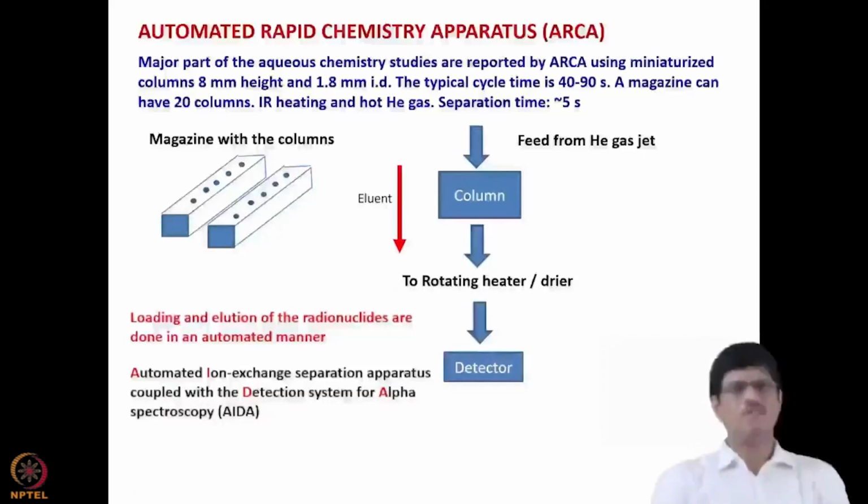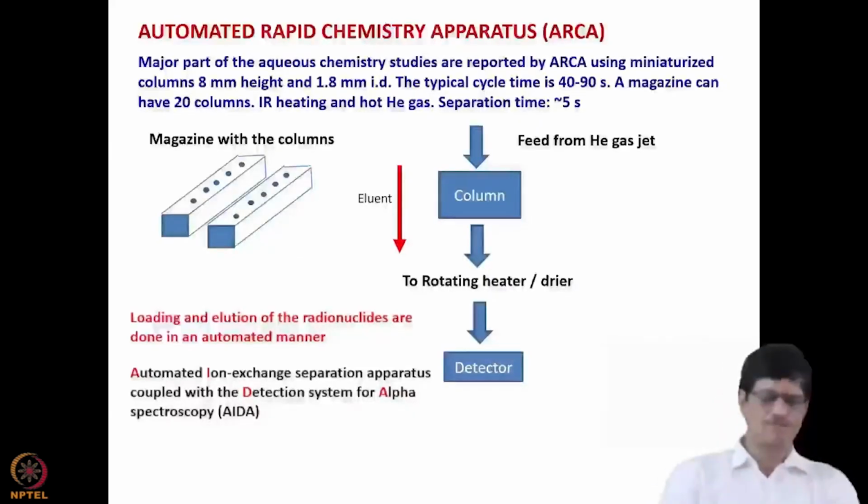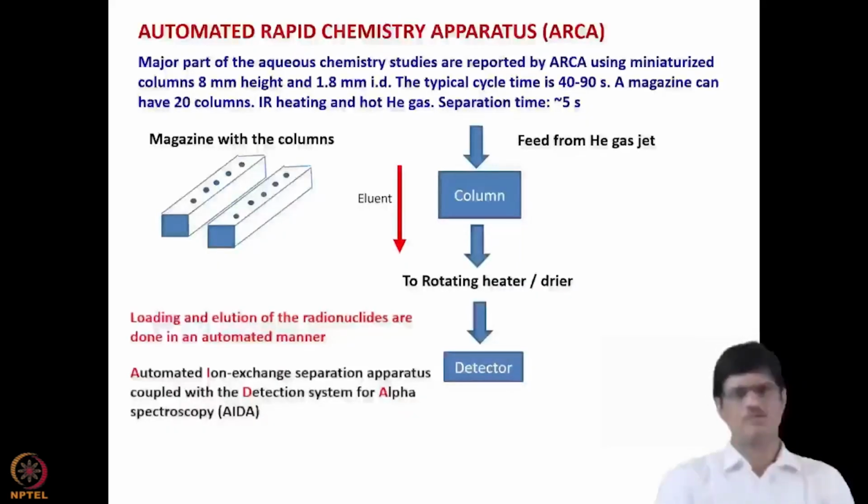In a similar manner, offline experiments are also done, taking relatively more stable compounds of zirconium and hafnium or niobium and tantalum, or in case of Seaborgium experiments, molybdenum and tungsten isotopes are used. And in this case, mostly you have these different microcolumns in the ARCA system. Subsequently, this has also been upgraded by the Japanese researchers to be called the automated ion exchange separation apparatus coupled with the detection system for alpha spectroscopy, which is called IDA.